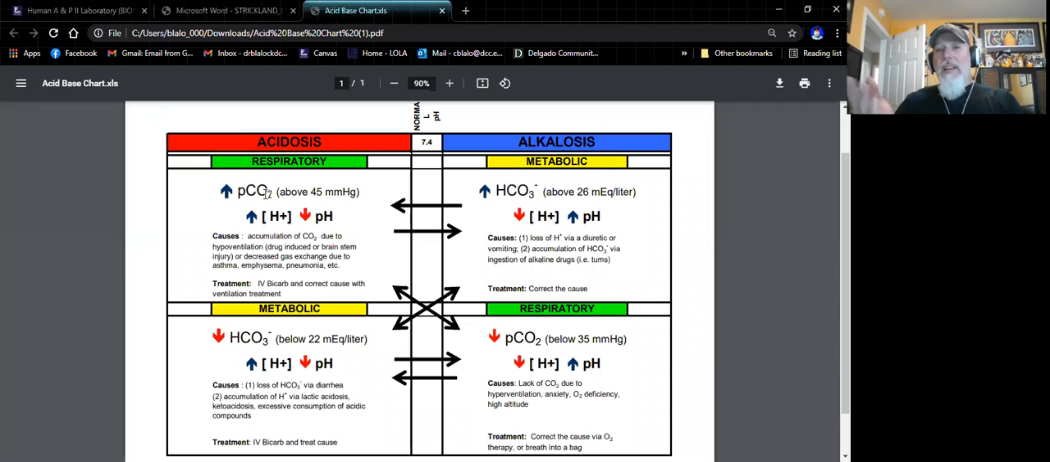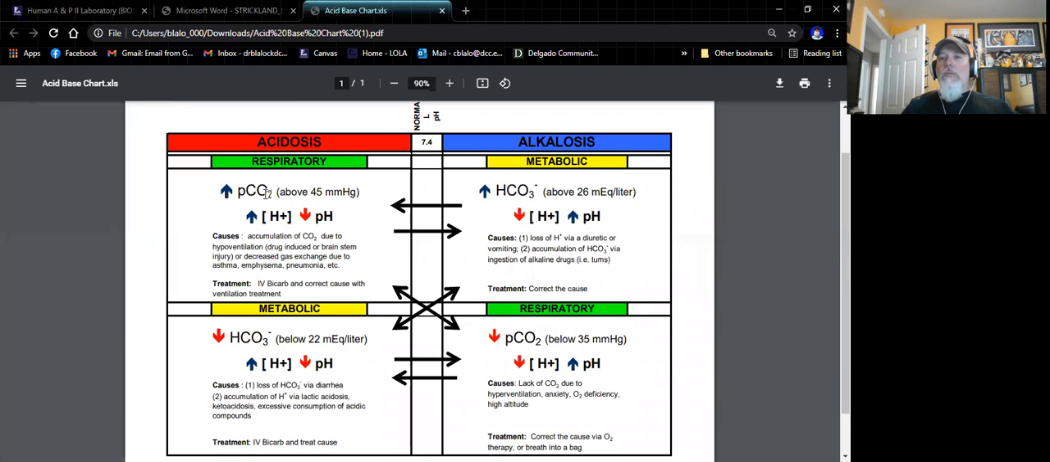Now, on the flip side of that, we have metabolic alkalosis. Now, metabolic alkalosis means what? High bicarb or low hydrogen ion. So why would we have a high bicarb, low hydrogen ion situation? Well, we could be losing too much hydrogen in the urine. Why would we be losing too much hydrogen ion in the urine?